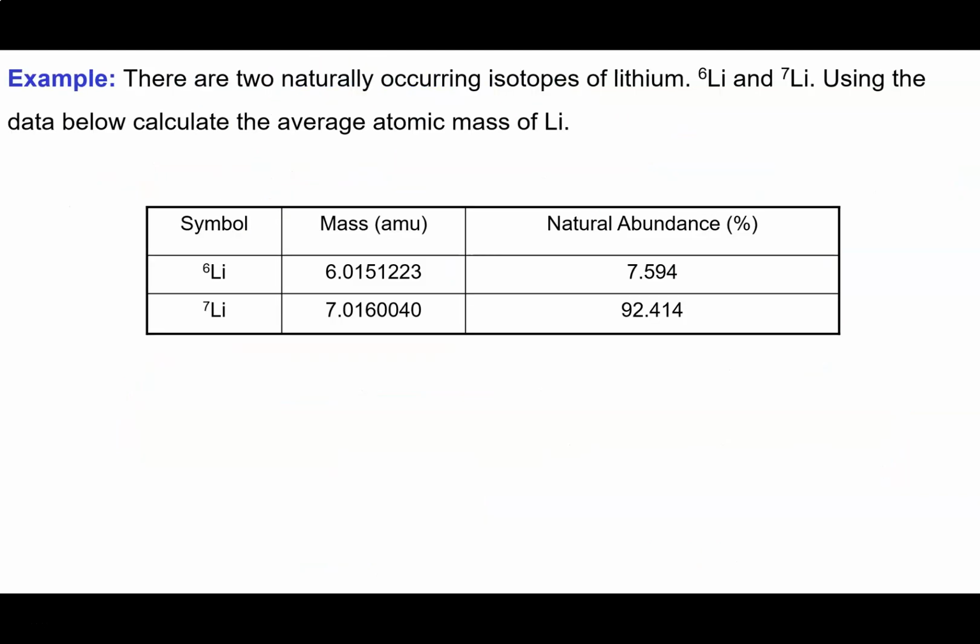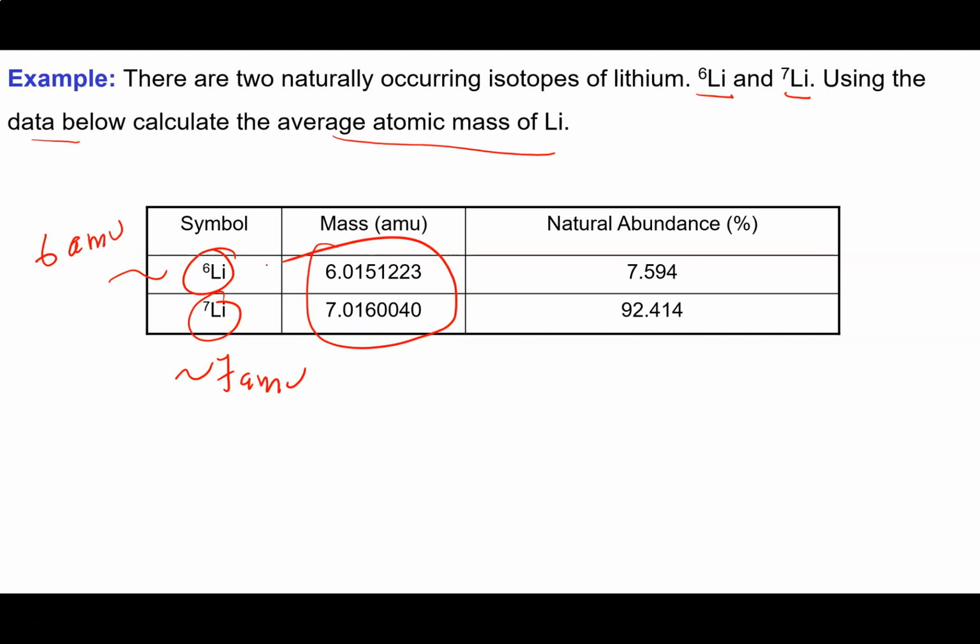So let's have a look at another one. There are two naturally occurring isotopes of lithium, lithium-6 and lithium-7. Using the data below, calculate the average atomic mass of lithium. Let's just look at it. This one is going to be around about 7 AMU. This one is going to have a mass around about 6 AMU, which is true. We can see that right there. It looks like it's mostly the 7 with a little bit of the 6. So I'm thinking the mass is going to be a little less than 7, maybe like 6.9 AMU, something like that.